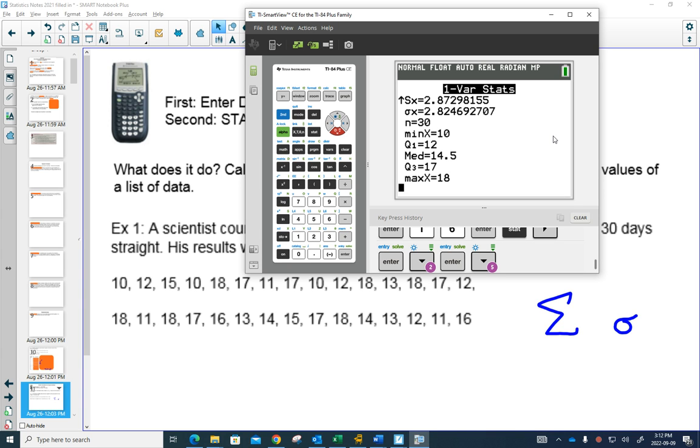Q1 and Q3 stand for quartile 1 and quartile 3, meaning that if your median is the one in the middle, quartile 1 is the middle of the first half, in other words, the first quarter, and quartile 3 is the middle of the second half, which is like the 75th percentile, or halfway between 50 and 100. So this is just telling us information about this data.